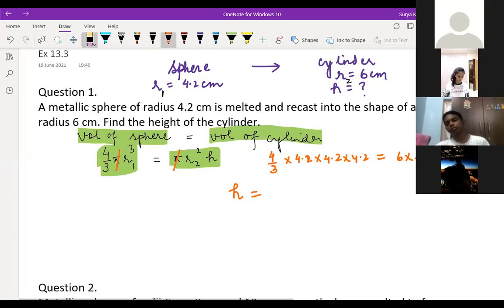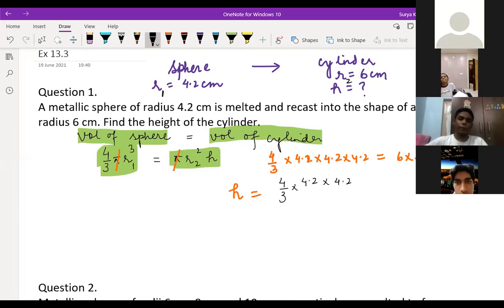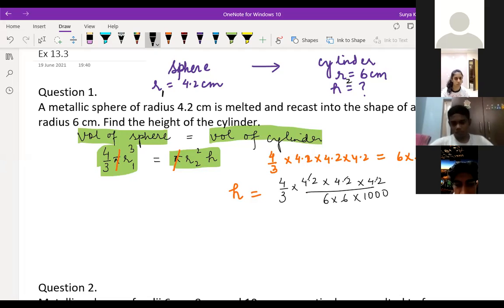So you should write here 4 by 3 into 4.2 into 4.2 into 4.2 divided by 6 into 6. Remove this point, remove this point, remove this point, and put here 1000. Others, it's clear why you're putting 1000 over here or not? Yes, sir. After the point there are 3 digits, so we are putting 3 zeros.